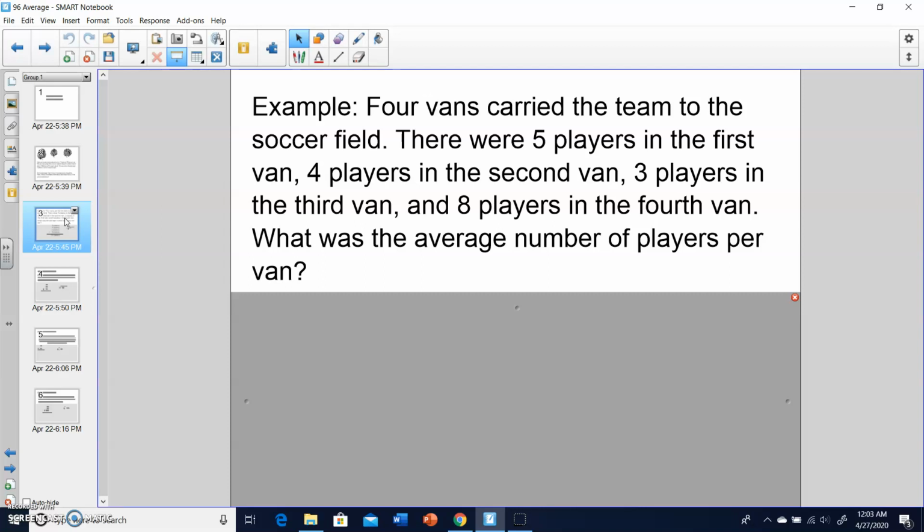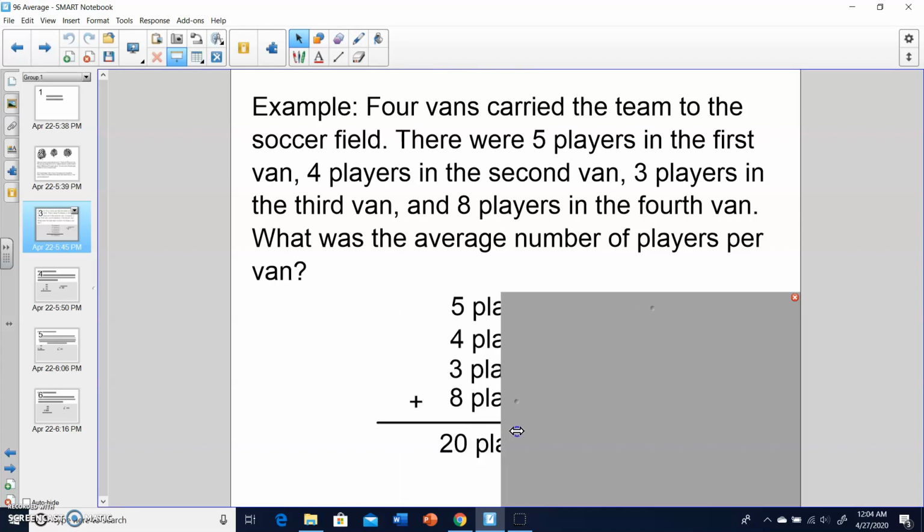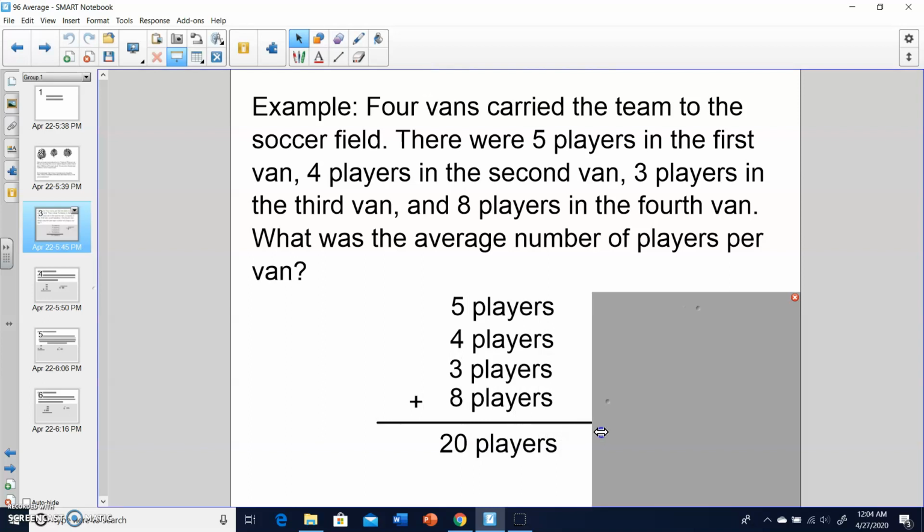Okay, so first you have to figure out how many there are altogether, how many total players there are. So we're going to take 5 for the first, 4 in the second, 3 for the third, and 8 for the fourth, and add all those numbers up. So 5 plus 4 is 9, plus 3 is 12, plus 8 is 20. Okay, so we have 20 players total.